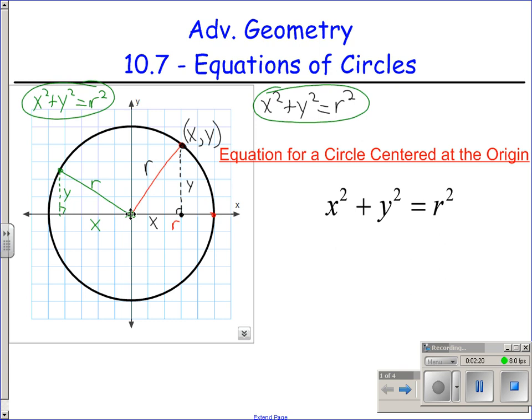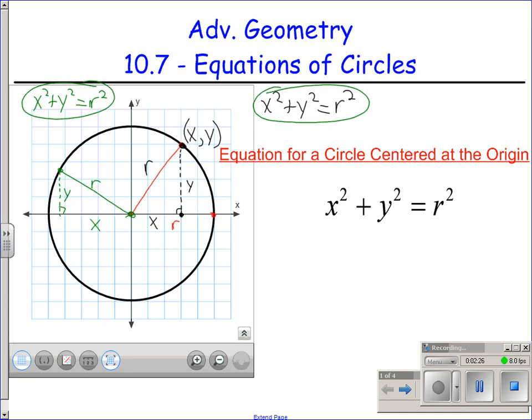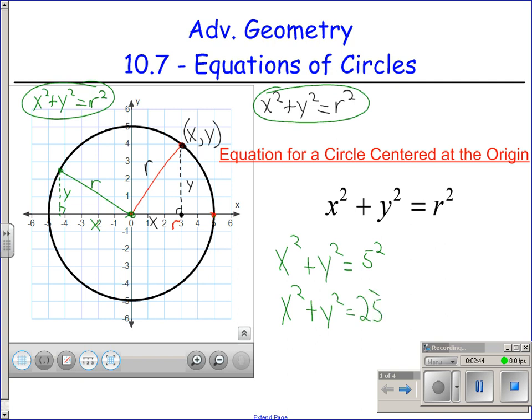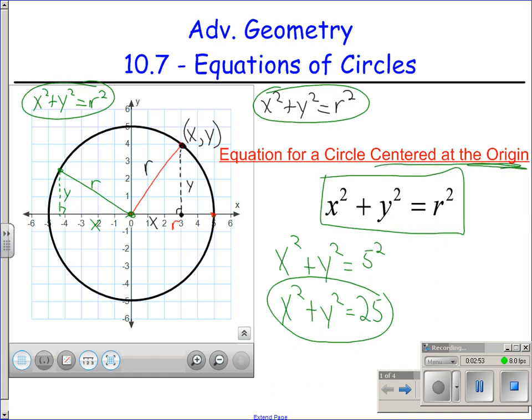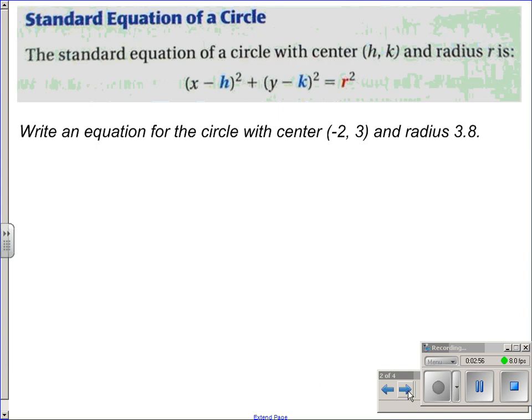So if I start applying some numbers to this grid, we got a radius of 5. So this equation would be, and we are centered at the origin, x squared plus y squared equals the radius squared. So the equation for this circle that's graphed here will be x squared plus y squared equals 25. That will be the equation for this circle. All right, but this equation, it only works when the circle is centered at the origin. If it's not centered at the origin, now we have a different equation.